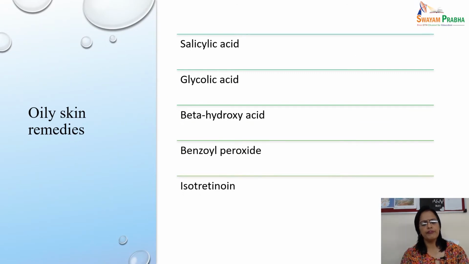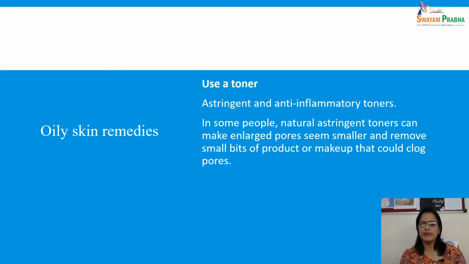Second, we will move to the oily skin remedial part: medicated acne care products. These products contain acids that tackle oily skin, such as salicylic acid, glycolic acid, beta hydroxy acid, and benzoyl peroxide. These are medicated products used to treat oily skin, and they are prescribed by skin experts. Oily skin remedy in continuation.